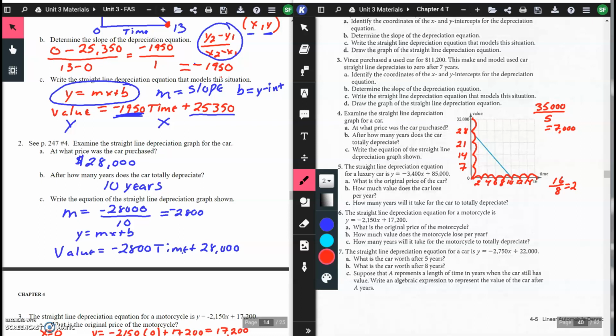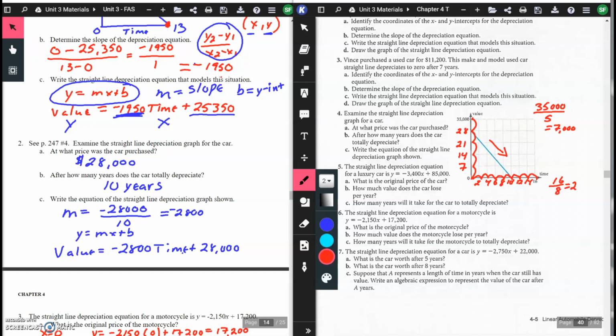Okay? So here is your time, your x, and your y is your value, your car value. So at 0 time, right before you buy the car, your car value was $28,000. So part A, what was the car purchased at? That would be $28,000. How many years does it take the car to totally depreciate? You can notice the line goes down right here. As it goes down, the value of the car gets lower as time goes on. So as you go down, that graph hits right here at 10. So at 10 years, the car is worth nothing.